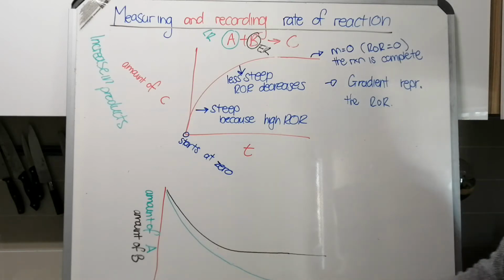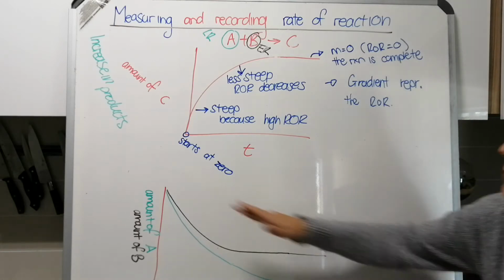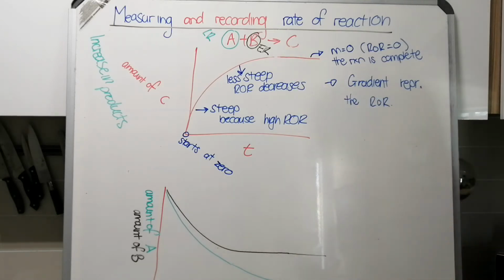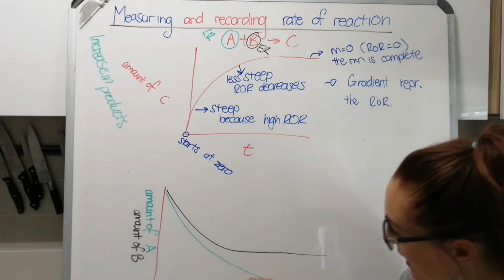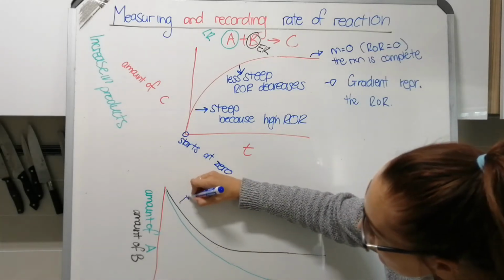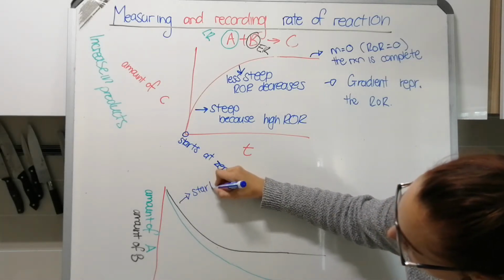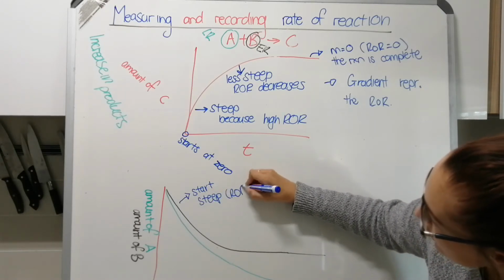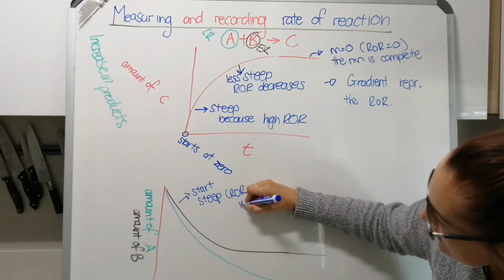Anyway, okay, so the amount of B will also flatten out, but because it's the excess reagent, there will still be some B left over at the end. Okay, so this is our time again, and we're going to write down all the notes of what we've just said. Okay, so again, it's going to start steep for both of them, because the rate of reaction is high.